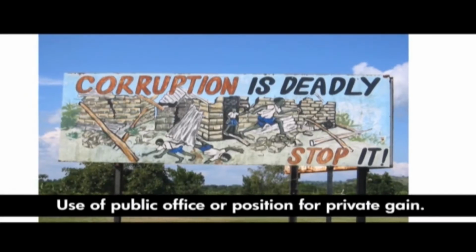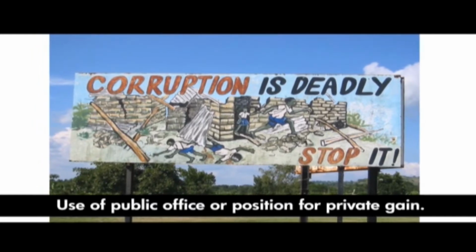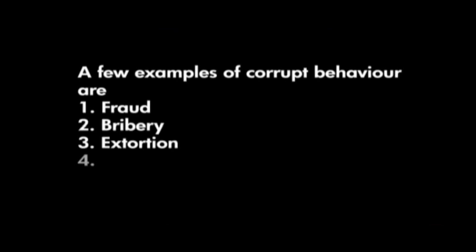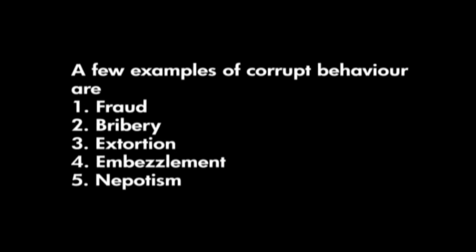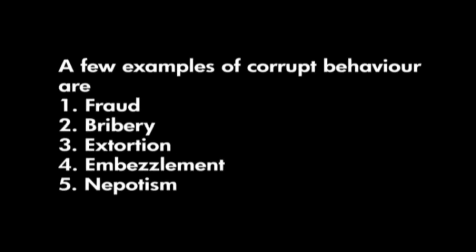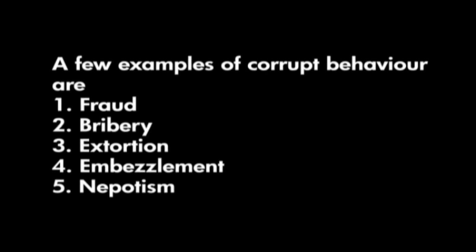Corruption. Let us now take up a small question. What is corruption? In simple English, it is the use of public office or possession for private gain. It can also be defined as the use of official rank or position for one's own personal benefit. A few examples of corrupt behavior are fraud, bribery, extortion, embezzlement, nepotism, and so on.